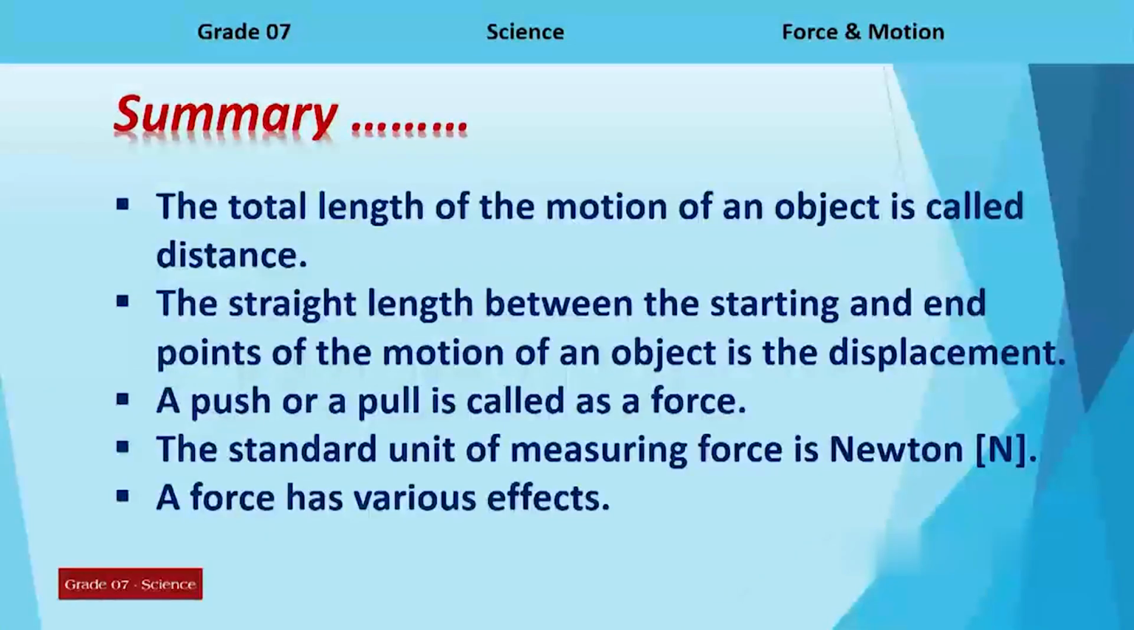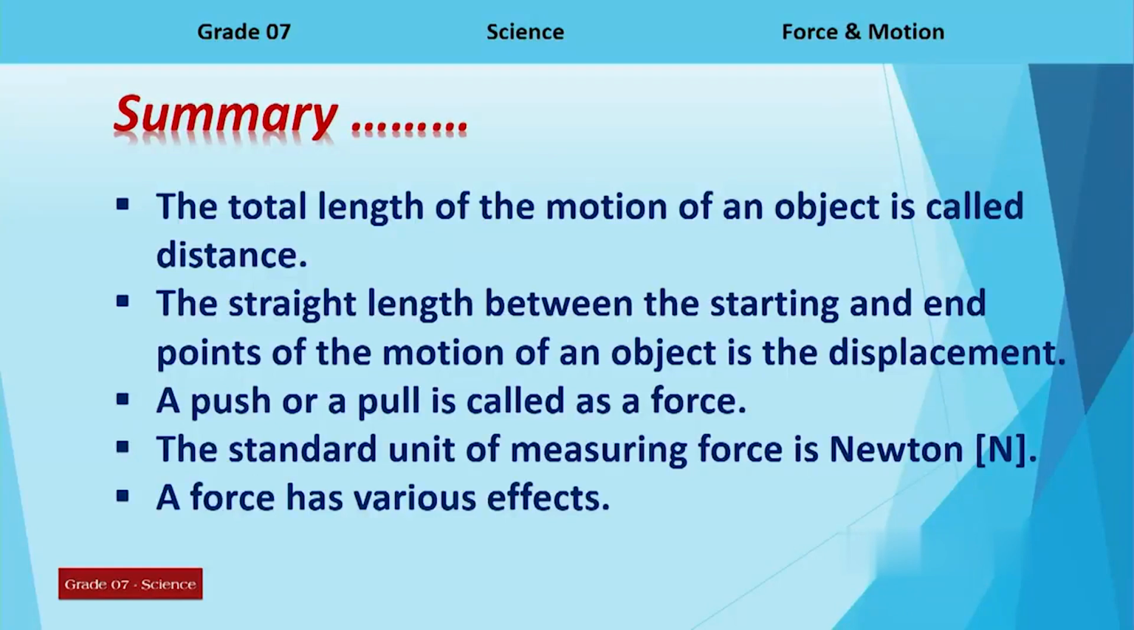The total length of the motion of an object is called distance. Once again, I would like to recall what we have learned about distance. We learned that distance is the length of the path of the motion of an object, measured in meters. The total length of the motion of an object is called distance.